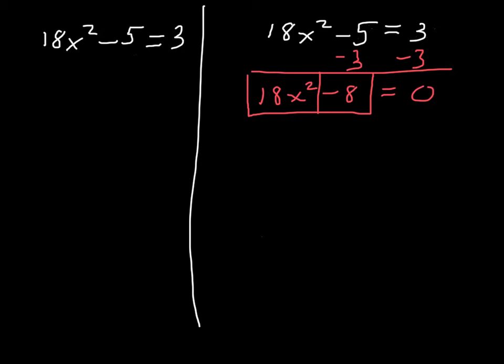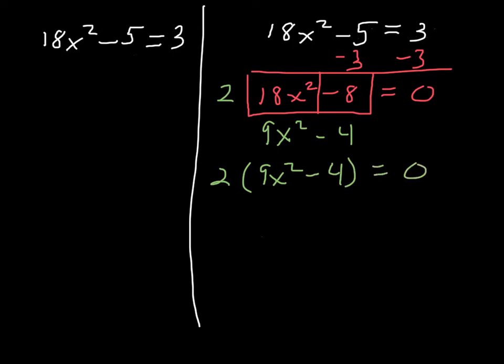So what goes into both 18 and 8? And I say, I know that. That would be a 2. Excuse me, 2 goes into 18 9 times. So that's 9x squared minus 4. So what I have now is 2 times 9x squared minus 4 is equal to 0. Don't forget your equal to 0.